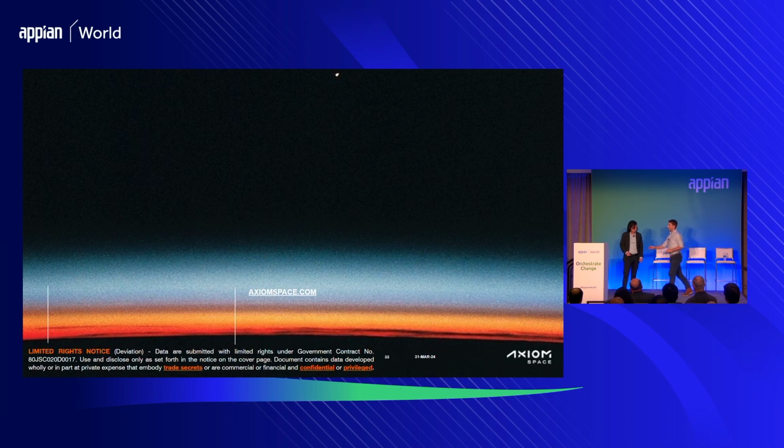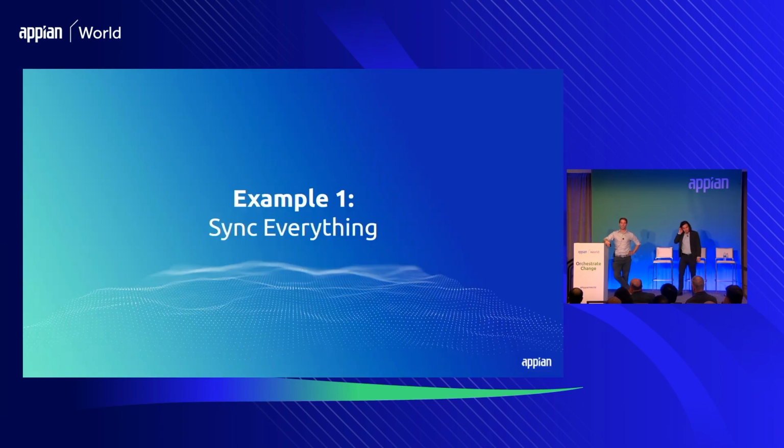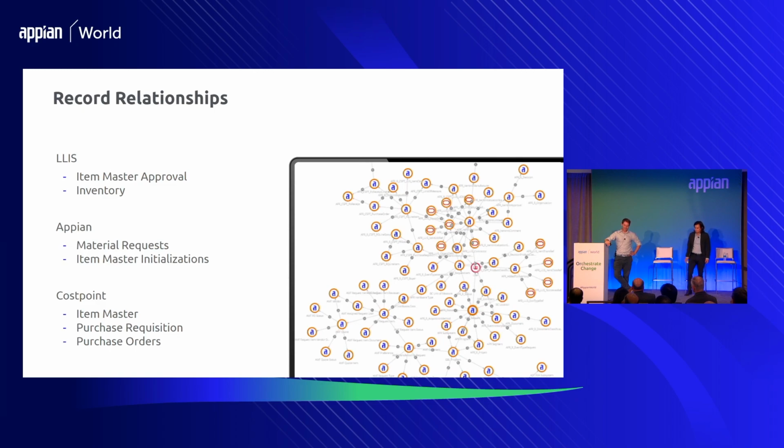Yeah, so I have a couple examples of some of those best practices. So we talked about sync everything. This is the chart for the record relationships for the application we were just talking about. So we've got lists, Appian, and CostPoint. A lot of them are little A's for Appian. That's because a lot of the CostPoint information was brought over through a process back sync, which means it ends up synced into the Appian database.